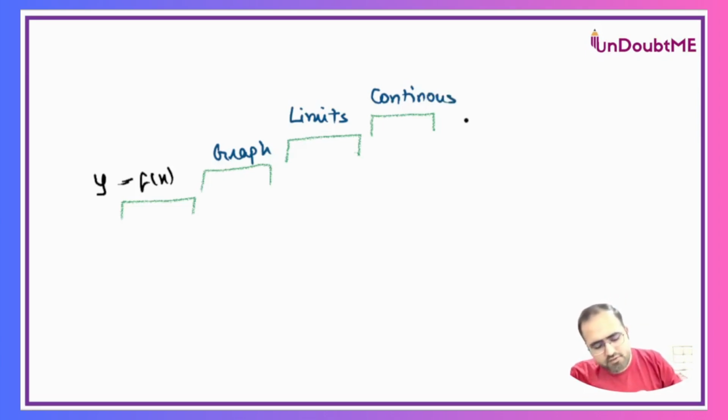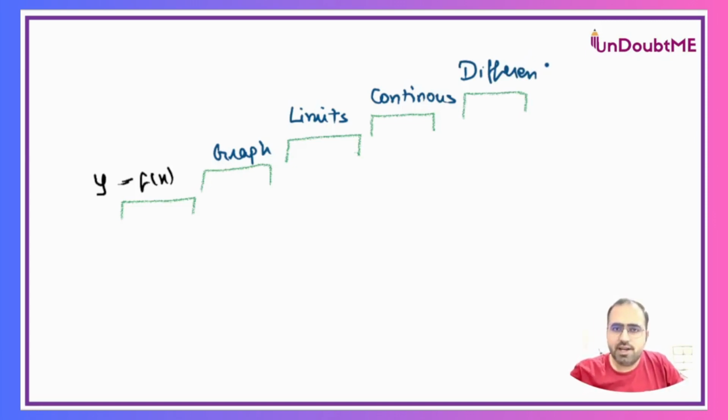And then finally, if a function is continuous, then we can declare it to be differentiable. So differentiability or differentiable or derivability, these are all similar words. So we can say that a function will be differentiable finally if it is continuous.